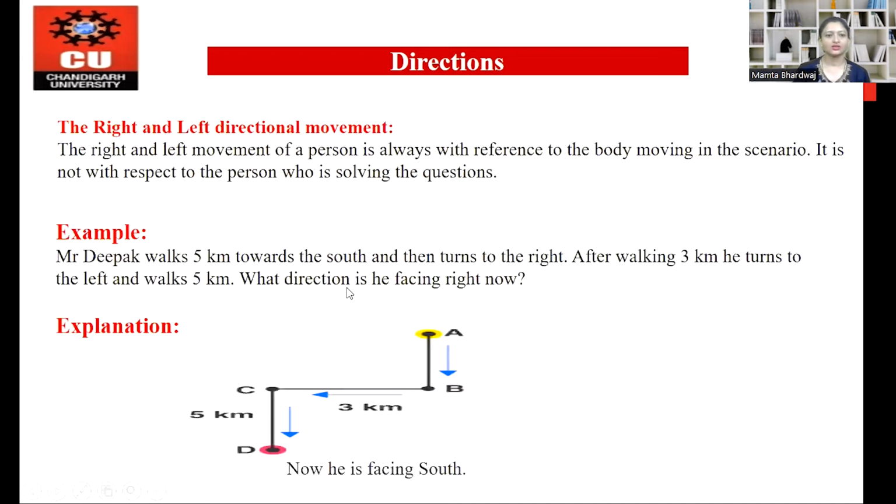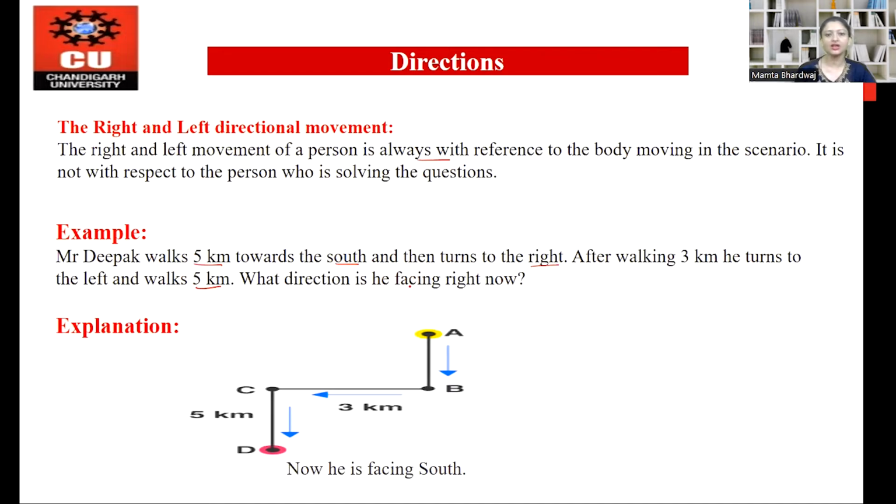if it is not given in the statement. So next is the right and the left directional movement. The right and the left movement of a person is always with reference to the body of the person moving in the scenario. It is not with respect to the person who is solving the question, right? Let's take the example: Mr. Deepak walks 5 kilometers towards south and then turns to the right hand side. So we need to assume the right of Mr. Deepak and the direction he is moving, not our own left or right, right? After walking 3 kilometers, he turns to left and walks 5 kilometers.